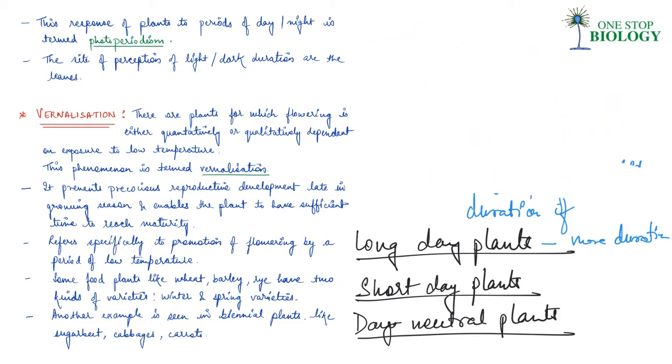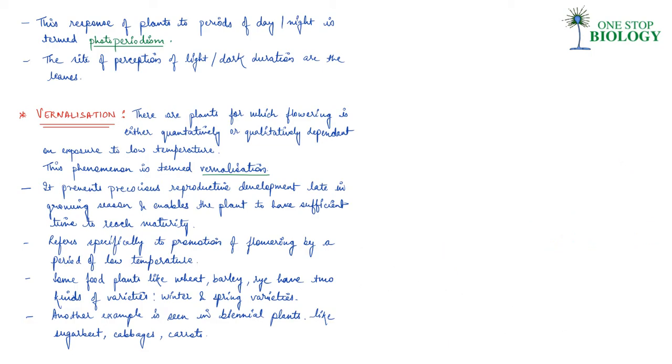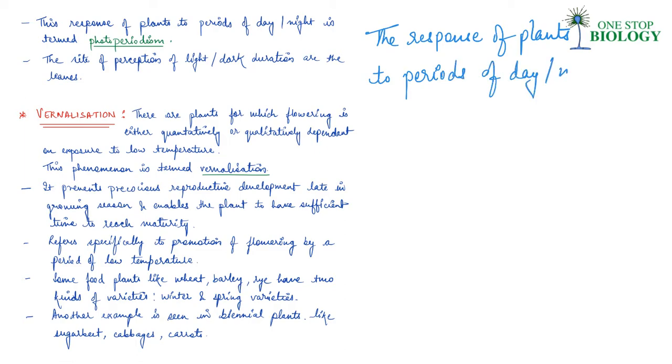So let's write down the definition as well. It is not only with respect to light, which is day, but dark as well, which is night. So basically, the response of plants to periods of day or night is photoperiodism.